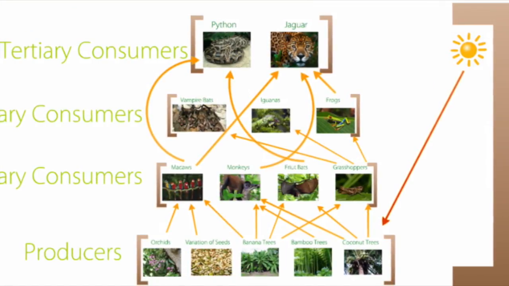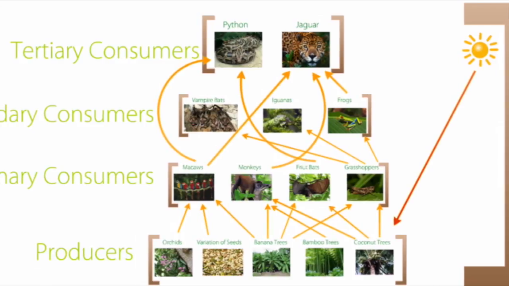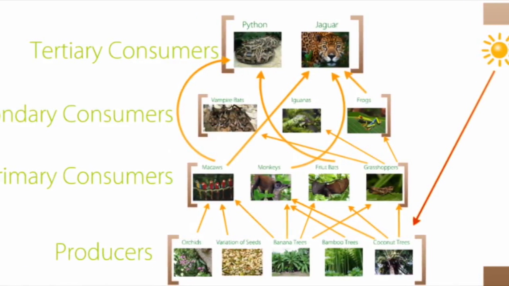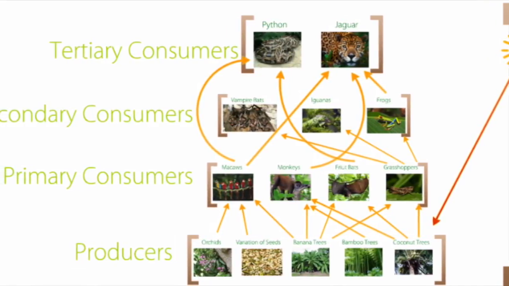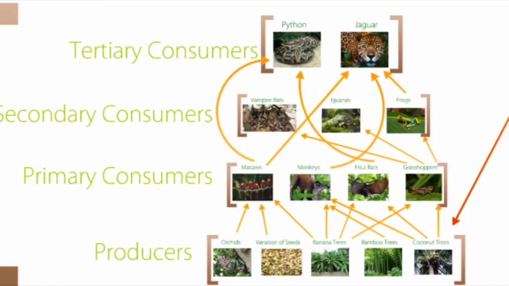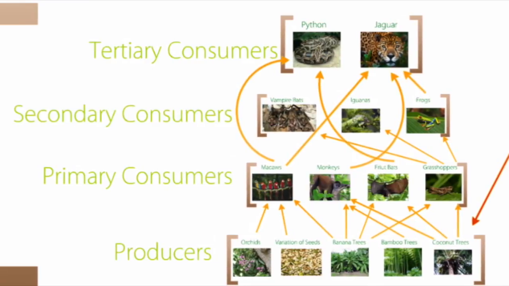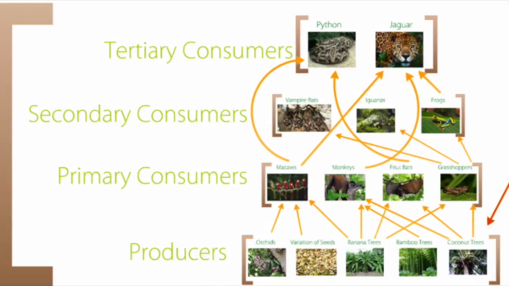These are examples of consumers and producers in the rainforest biome. The tertiary consumers are python and jaguar. Examples of secondary consumers are vampire bats and frogs. And primary consumers are monkeys, fruit bats, and grasshoppers. And for producers, there are orchids, banana trees, bamboo trees, and coconut trees.